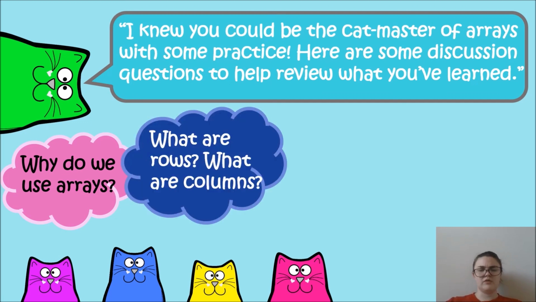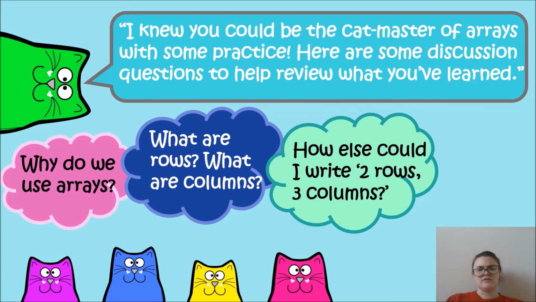What are rows and what are columns? Answer that question in your own head first, and then I'll give you the answer. What are rows? What are columns? Rows go from left to right on a page, like movie theater seats, all in a row. Columns go up and down like a flagpole, right? It goes from the top to the bottom.